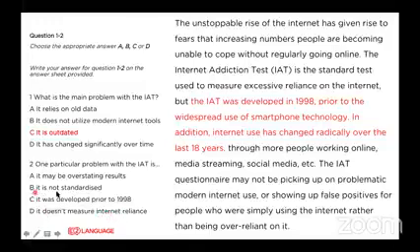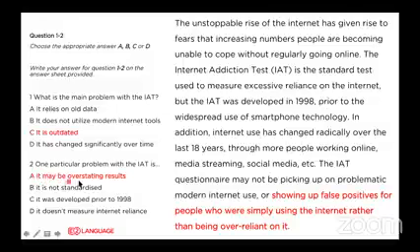Let's have a look at B first. It's not standardized. Well, here it says the IAT is the standard test, so it's not B. What about C? It was developed prior to 1998. It says the IAT was developed in 1998. So it's not C. What about D? It doesn't measure internet reliance. Well, it says here it's used to measure excessive reliance on the internet. So it's not D. The answer is A. It may be overstating results. Why? Showing up false positives for people who are simply using the internet rather than being over-reliant on it.